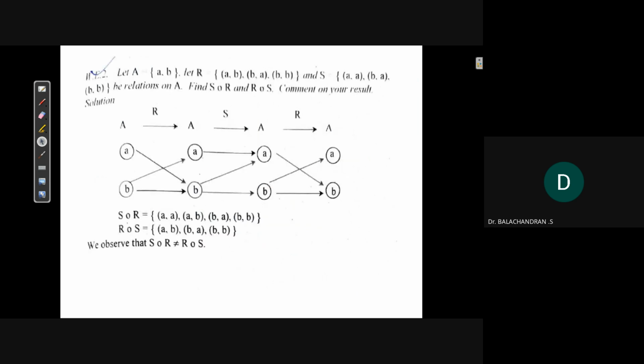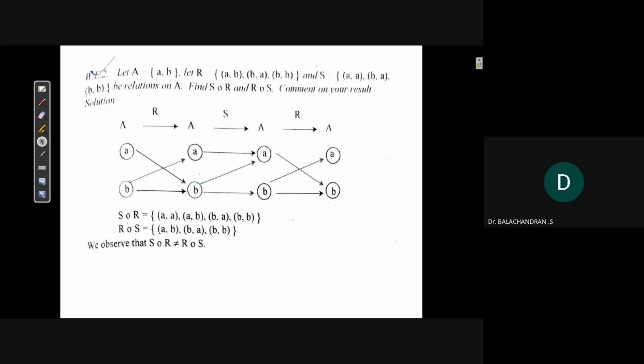Now this side is 1, 2, 3, 4. This side is 1, 2, 3, 4. So this position is 1 comma 1. This is 1 comma 3. This is 1 comma 4. This is 2 comma 1. This is 3 comma 3. So this is the way you can find S composition R.